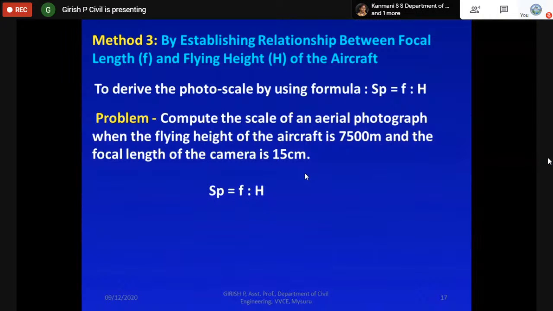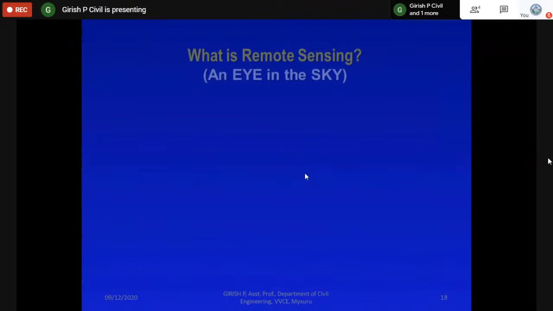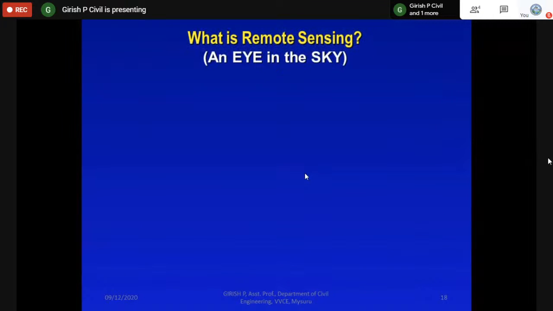By using the photo scale formula, F over H, 15 centimeter over 7,500, the flying height of the aircraft, 7,500 into 100. So 1:7,50,000 divided by 15. So the scale of photograph in this relationship is 1:15,000. This is the way of the 3 important methods for establishing the scale of an aerial photograph. With this, the scale of photograph is done.